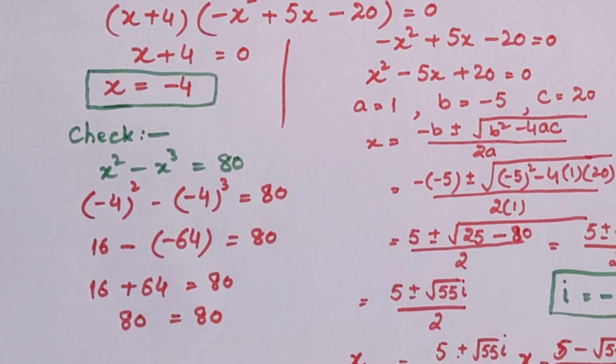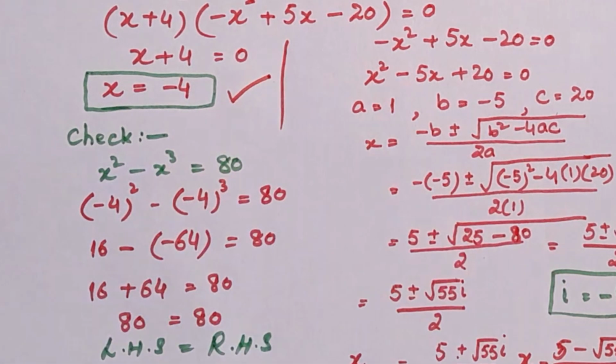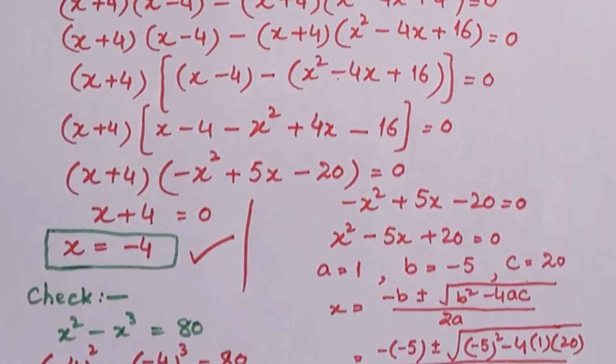It means that the left hand side is equal to the right hand side and the value of x equal to -4 is correct, and this value of x is also satisfying this equation.